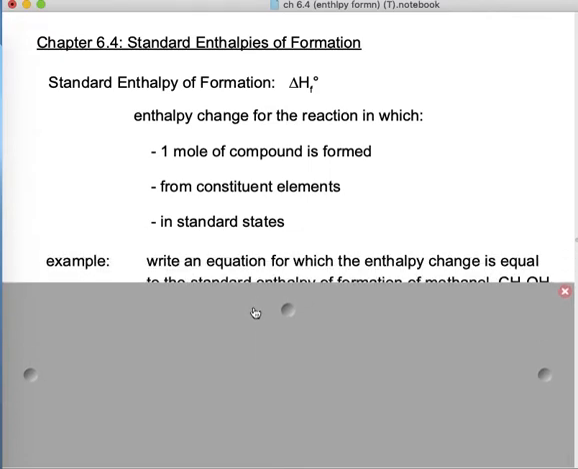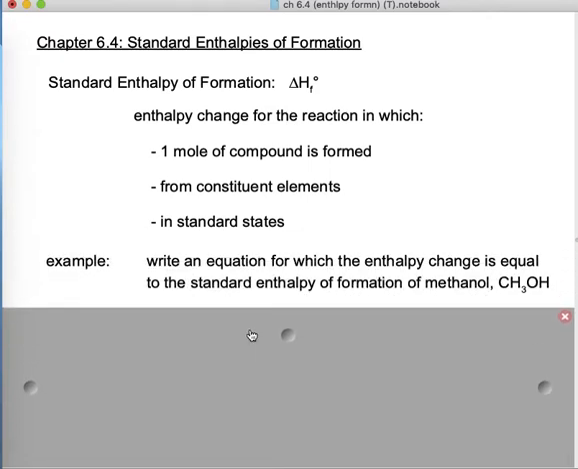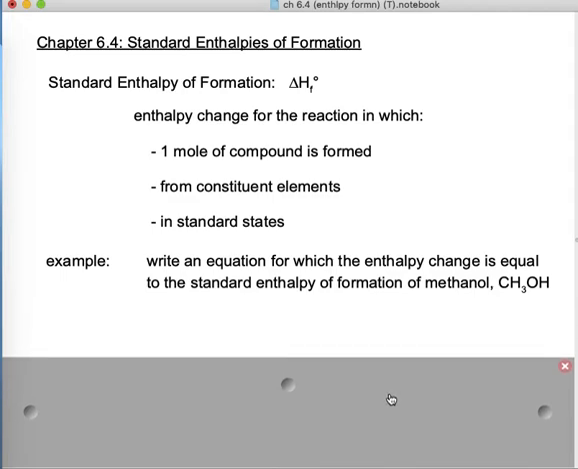Okay? For an example, let's write an equation for which the enthalpy change is equal to the standard enthalpy of formation of methanol. When you see a question like this, what you are writing is a chemical equation that shows 1 mole of the compound being formed, so there's only a single product with a coefficient of 1, from the elements that make it up in their standard states. So let's begin first by writing methanol.